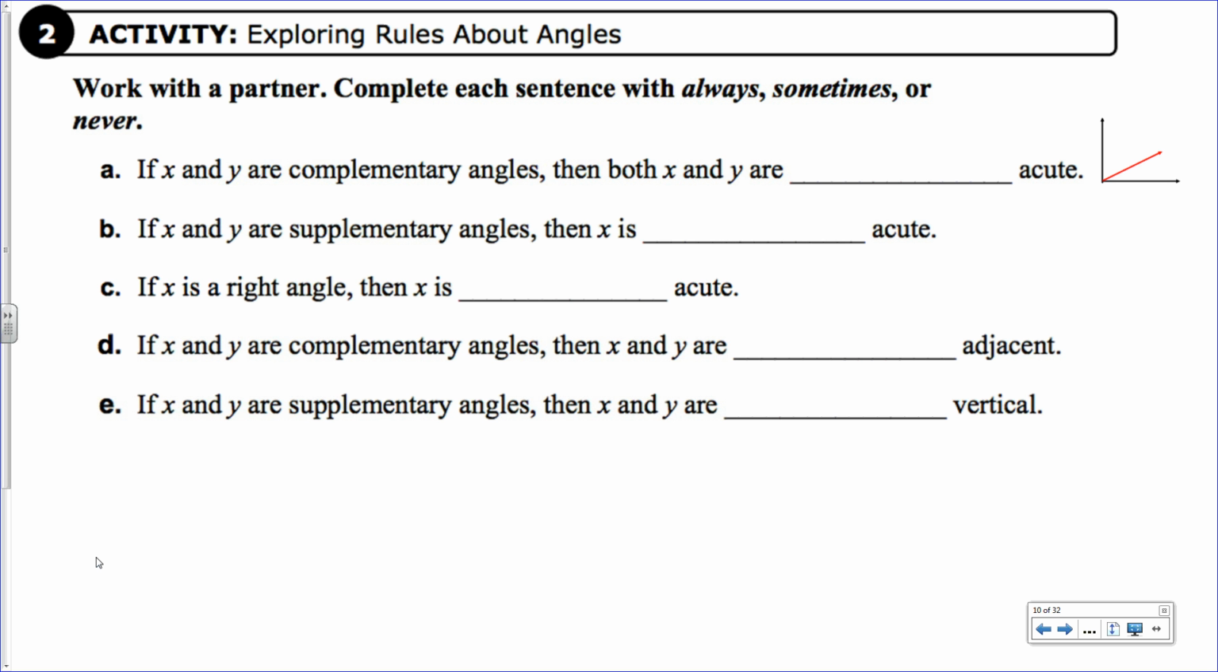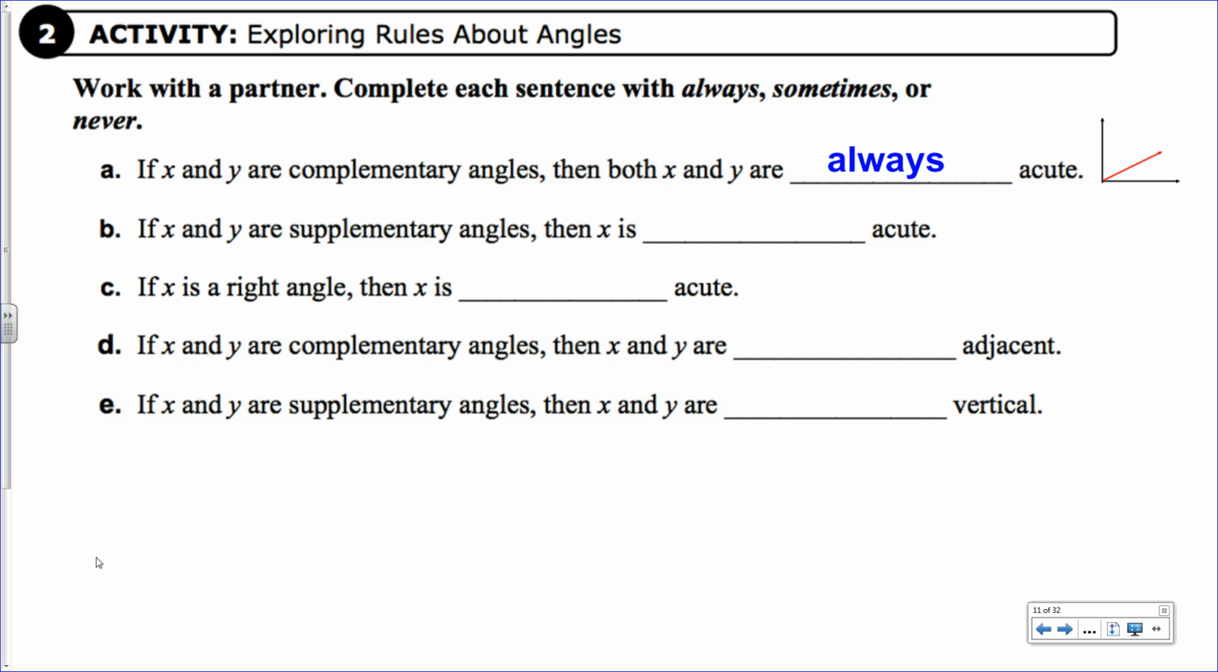Well, let's think about that. Here are two complementary angles. Could either of these angles, we'll call them 1 and 2, could either of those ever be anything bigger than an acute angle? Remember, acute is less than 90 degrees. What do you think? Write down your answer. Now let's check it. You should have said they're always acute. Both of them are always less than 90 because together they add up to 90.